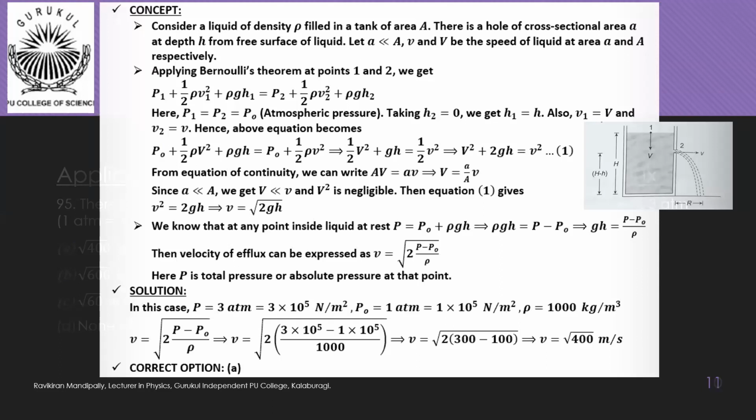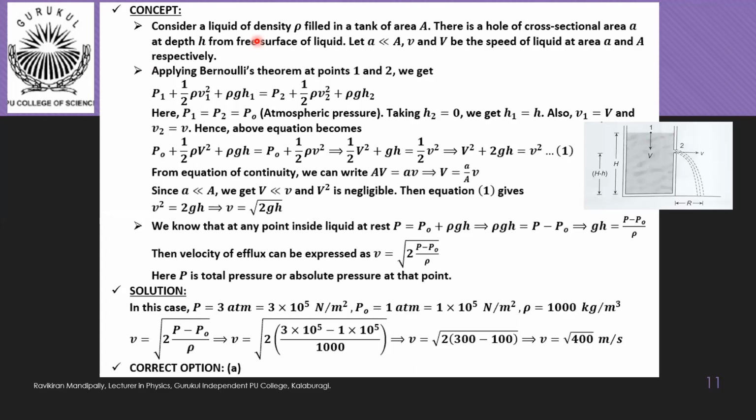Okay. So in this case, this is a container. Just like the previous case we have taken, but the only change is that in the previous case the container was closed. In this case, the container is open to atmosphere. So now here we are considering that liquid of density rho is filled in a tank of area capital A, and there is a hole of cross-sectional area small a at a depth h from the free surface of the liquid. So from the top surface of the liquid to the hole, the depth is h.